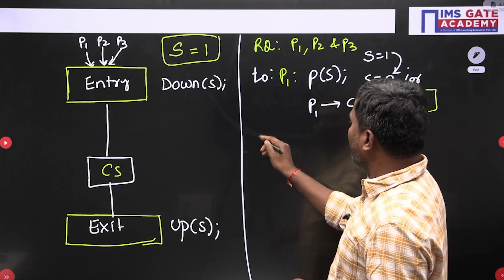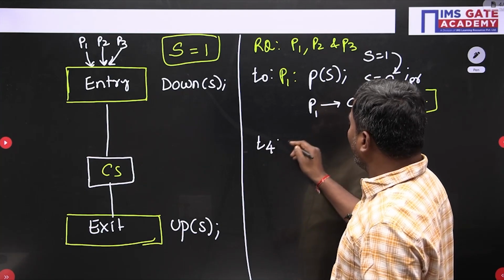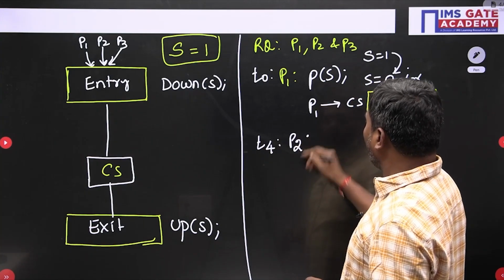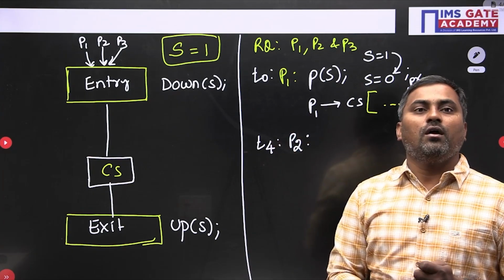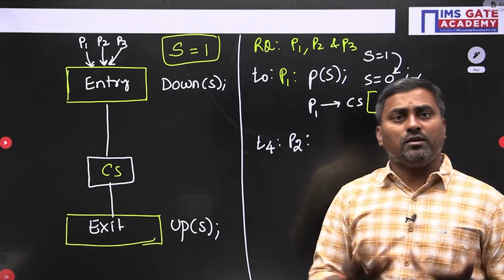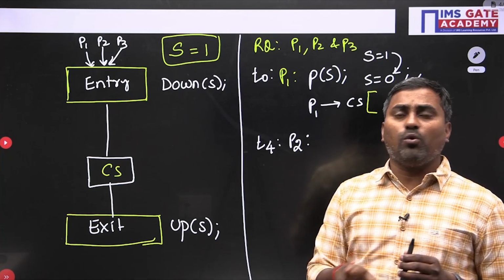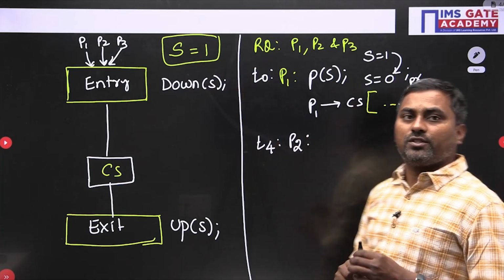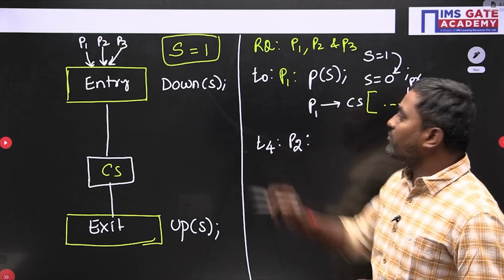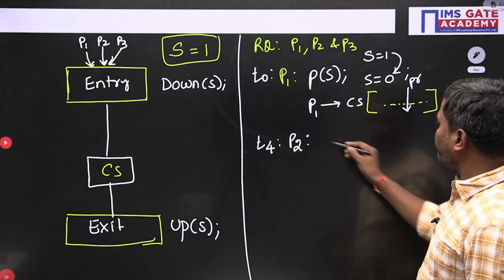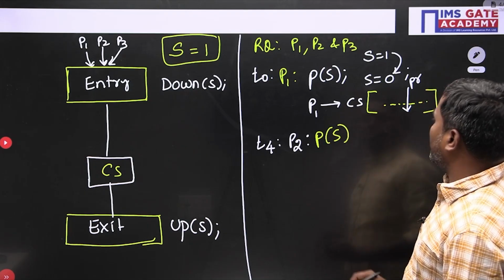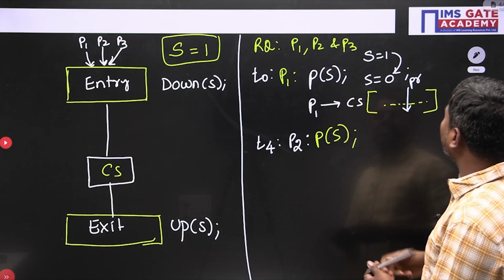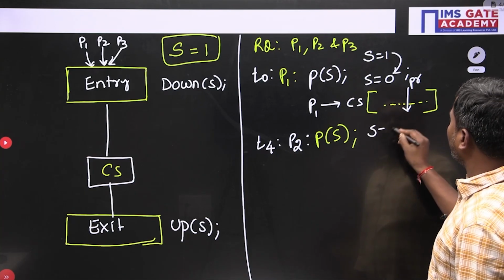So let's take time T4. At time T4, process P2 is scheduled now. P1 came back to the ready queue and P2 was scheduled onto the CPU. P2 might run some code, then again it needs to run the shared code, trying to access the critical section, and before it is the down operation. So now process P2 also performs P of S. Currently the S value is 0.